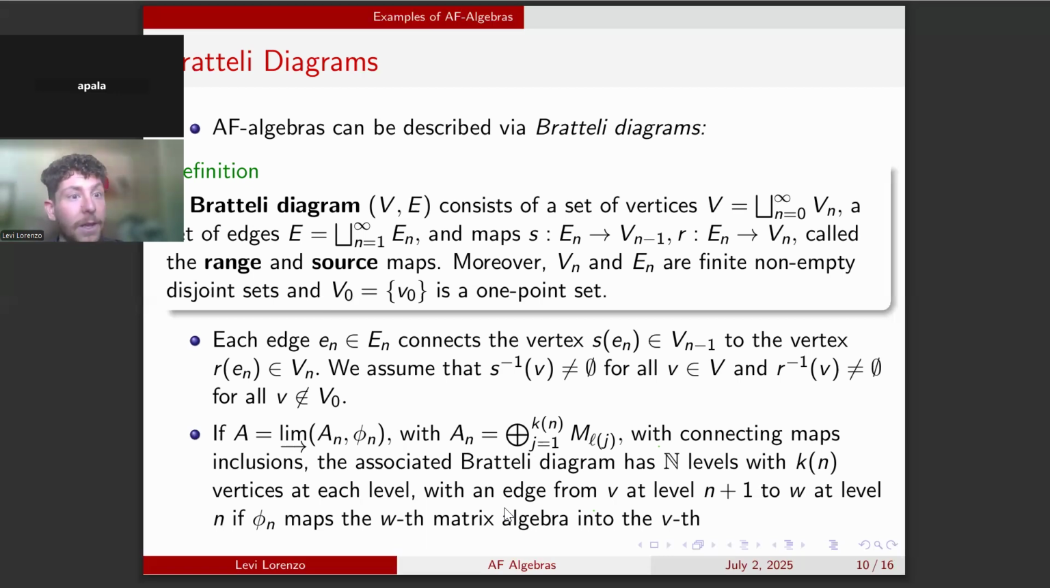Some of these edges might be a little bit confusing without a picture in your head, but the idea is that you're breaking this up into levels. When I think about this, each level is being embedded into the next one, and how many times it is embedded determines how many edges there are from one vertex to the next. Or maybe it is embedded into one of the matrix algebras and not both of them. That's where these edges are going. It turns out this is a really nice way to describe an AF algebra, via these Bratteli diagrams.